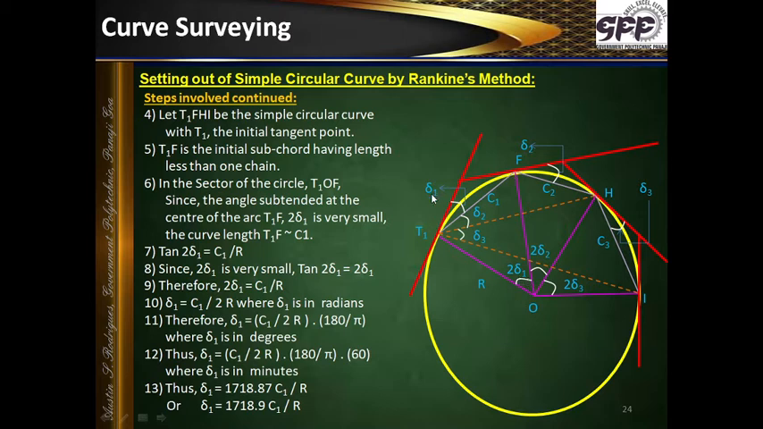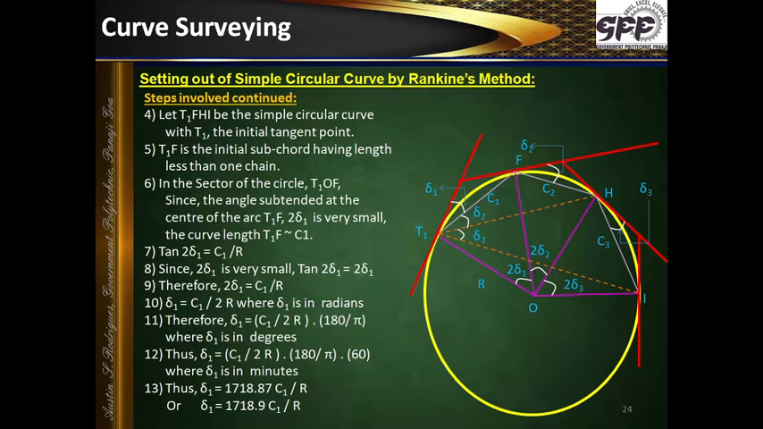Now what is the value of this delta 1? If I know this length C1 and if I know this length of the radius R, easily this delta 1 can be calculated. So that's how the value of delta 1, that angle, is calculated, and this delta 1 calculated over here is in minutes.